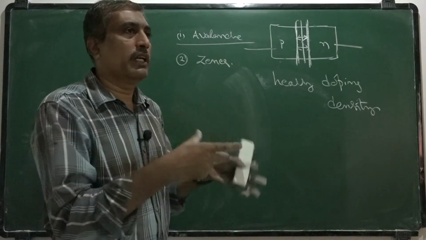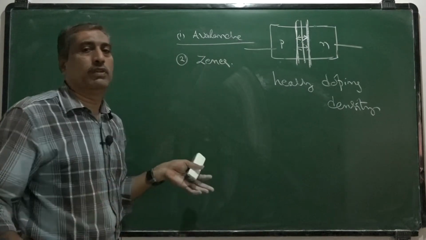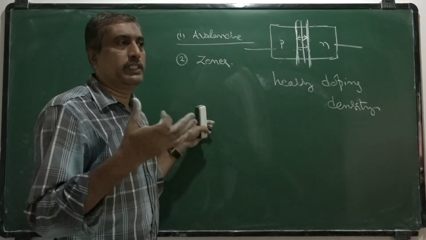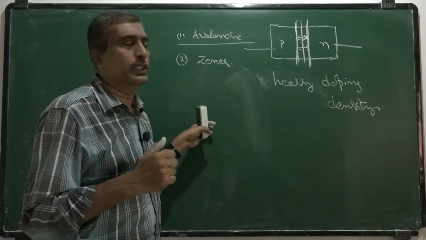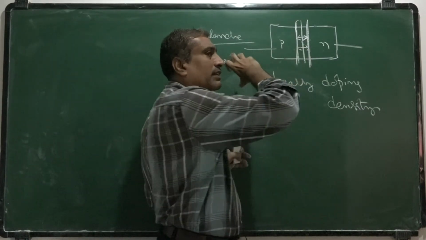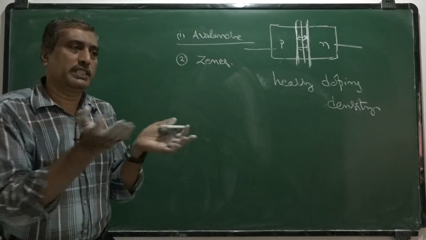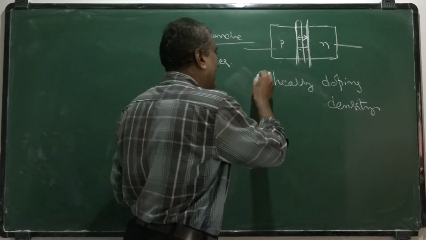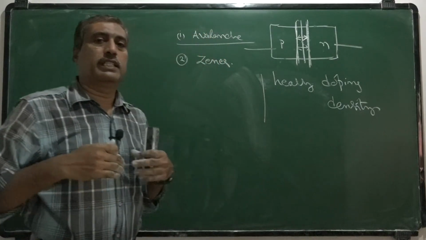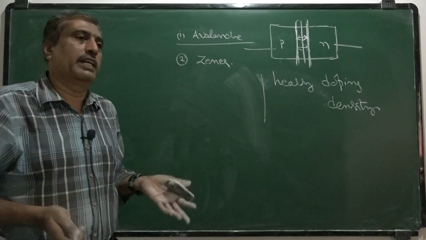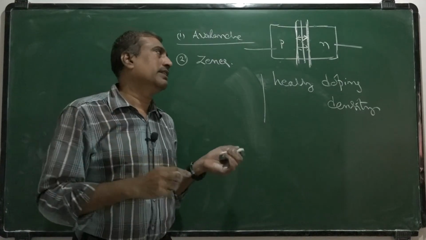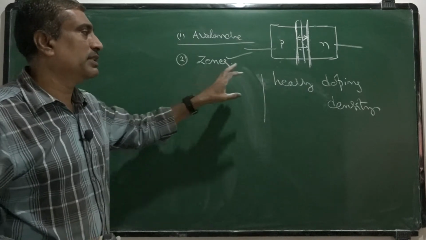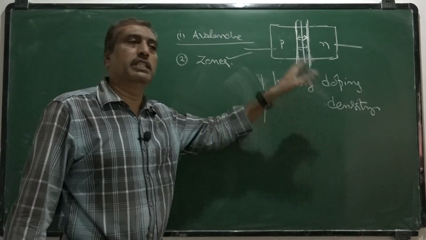So due to this strong electric field, what happens? It ruptures the covalent bonds, so that free charge carriers are liberated. Gaining that electrical energy, the electrons may come out of their bonds. In that case also, the free charge carrier density increases suddenly and current increases through the junction diode, and this is called Zener breakdown. So Zener breakdown takes place only in a heavily doped p-n junction in reverse bias.